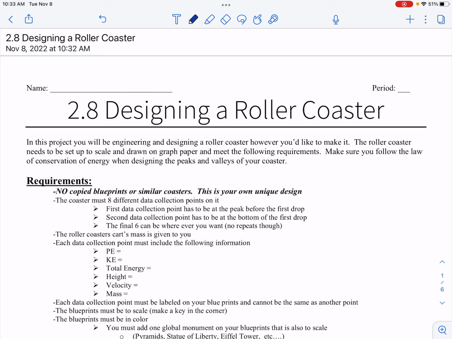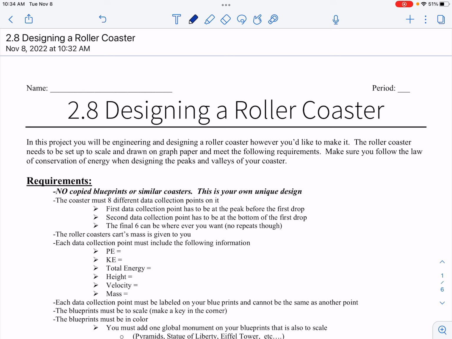Hey everyone, in today's lesson, we're going to be doing 2.8, designing a roller coaster. You guys are going to get to design and draw your own roller coaster, and based on your design, we're actually going to be able to calculate the roller coaster's energy at different points in the track, and knowing that, we'll also be able to figure out how fast it will be going at those points in the track.